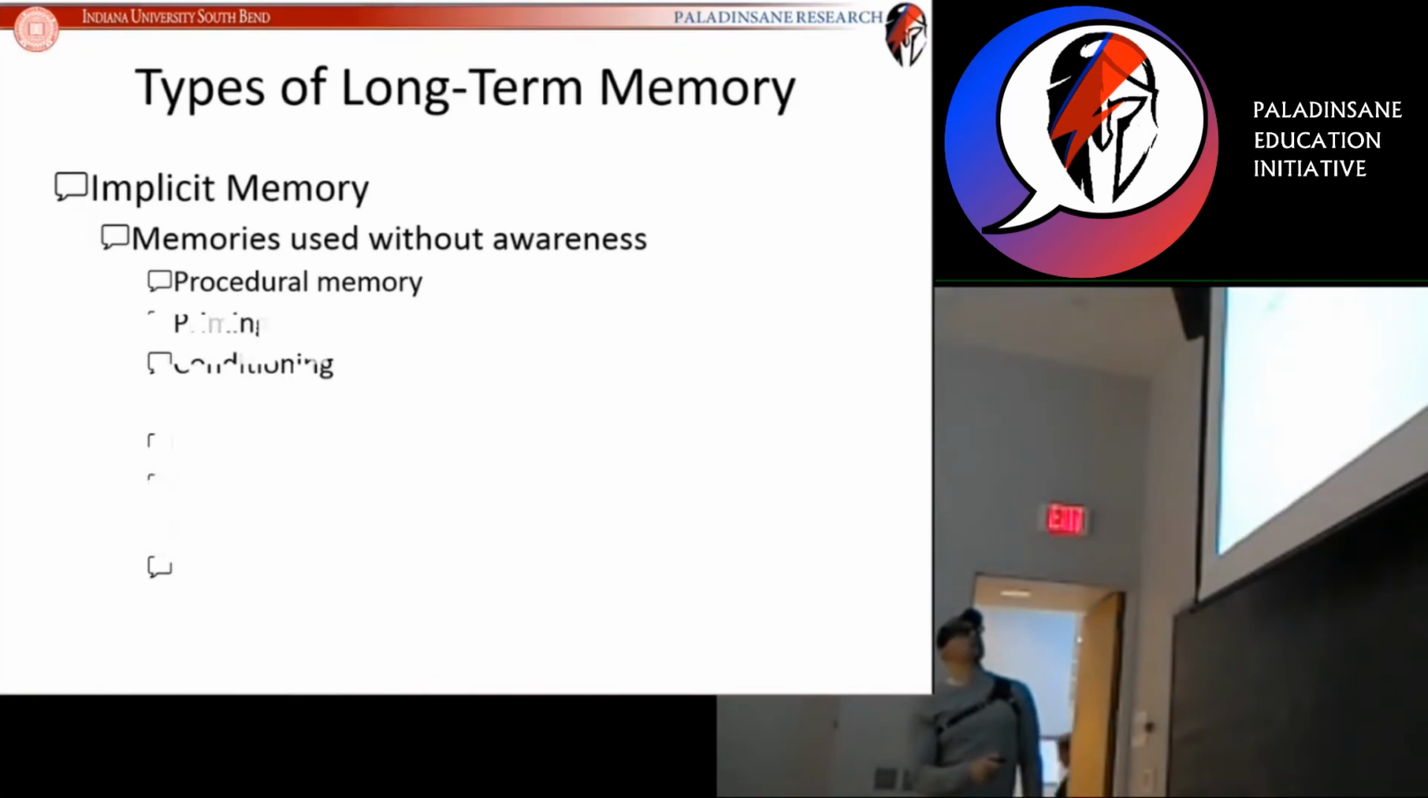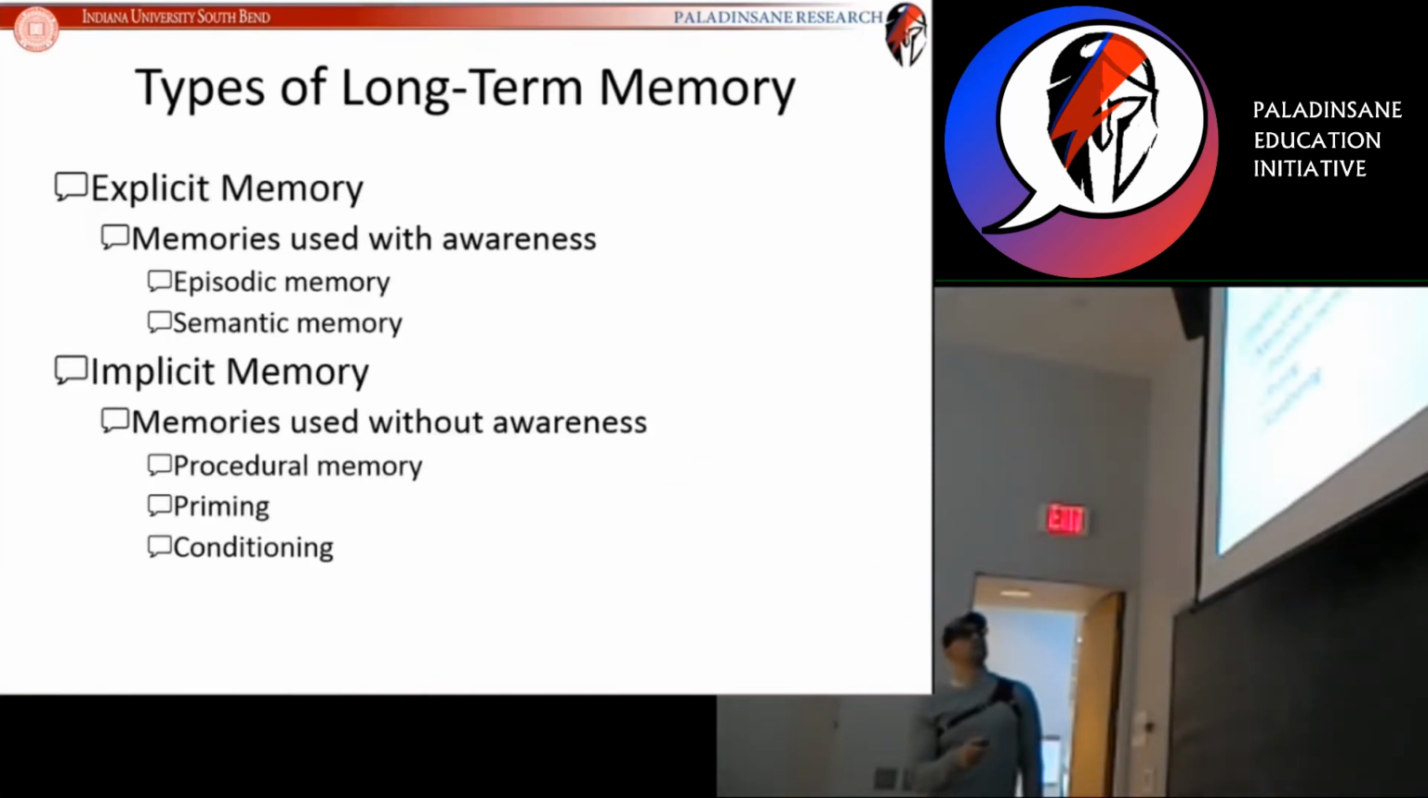So this kind of idea of implicit memory, memories used without awareness, how do you walk, how do you throw a ball? Have you ever tried to explain to somebody how to throw a ball? It's like, you throw it, right? We don't know what the steps are in order to throw a ball.